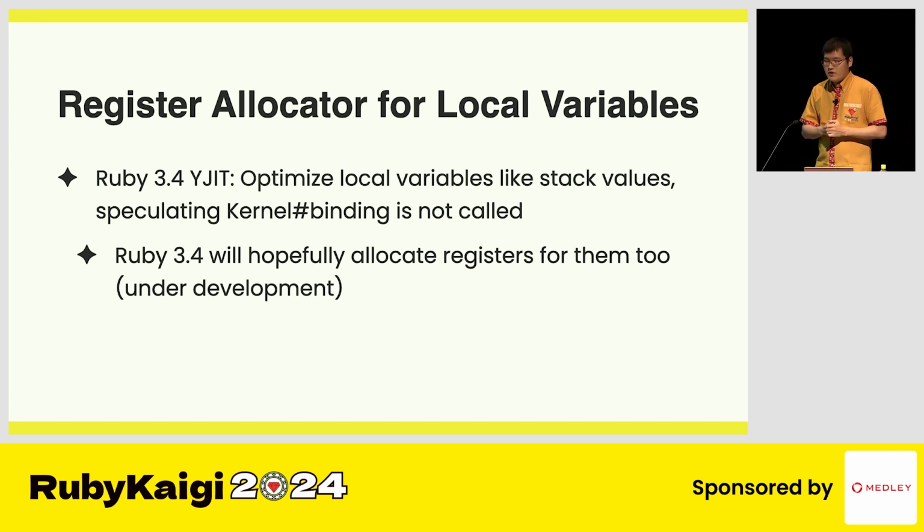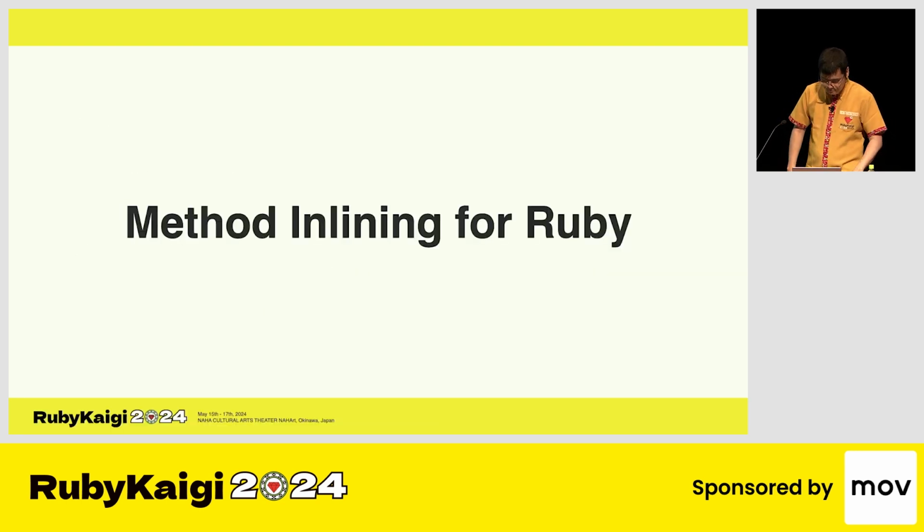To deal with it, we introduced an optimization, a hook to correct the current state when methods like Kernel#binding, and also methods like Proc.new, which also capture the environment, are called. By doing so, we now have the foundation to allocate registers for local variables. So hopefully you will see performance improvements in local variable access in Ruby 3.4. So please keep upgrading the Ruby version to the latest to get the full performance of CRuby.